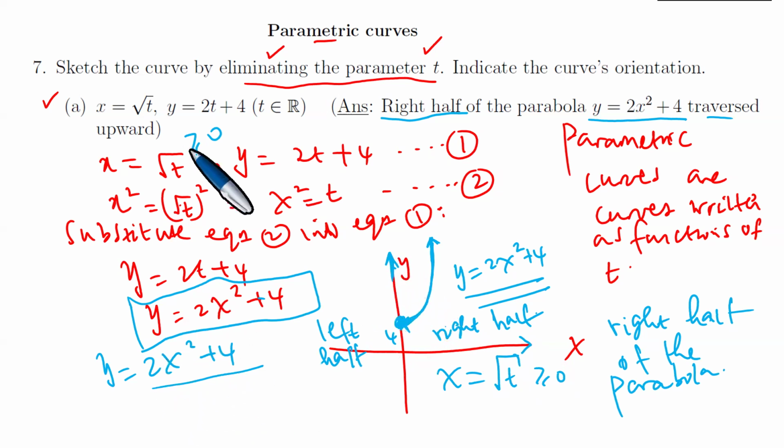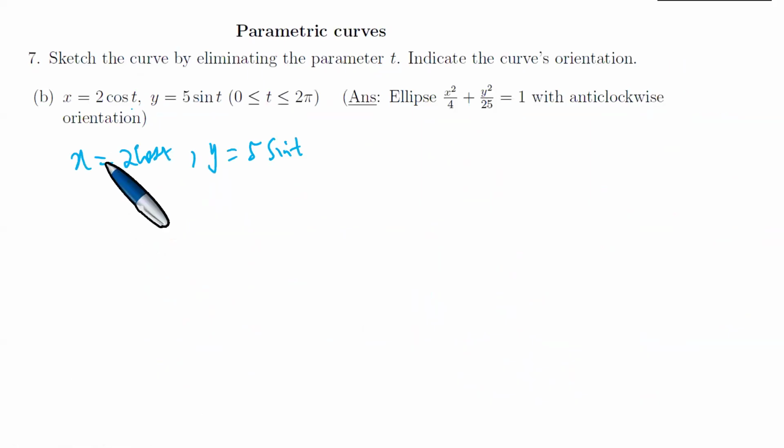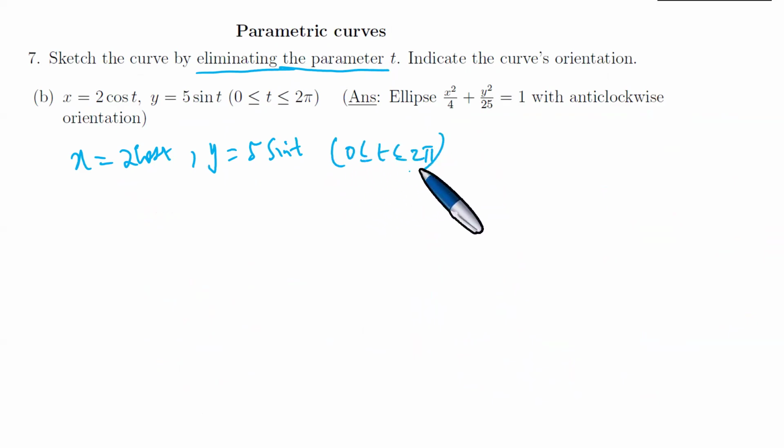Okay, let's move on to the next thing. Now sketch the following by eliminating the parameter t. So how do we eliminate the parameter t? These are like simultaneous equations, with t between 0 and 2 pi. Simultaneous equations in terms of t.